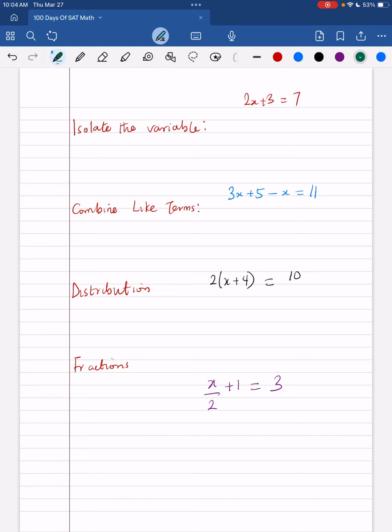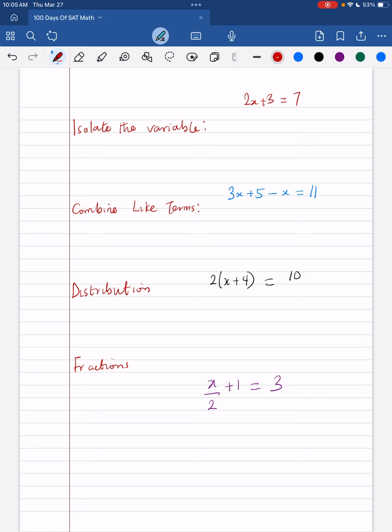Struggling with linear equations on the SAT? Then this video is for you. Welcome to day 4 of our 100-day SAT Math Challenge. So we're going to be discussing some strategies for solving linear equations. So let's start with the first strategy, which is isolating the variable.